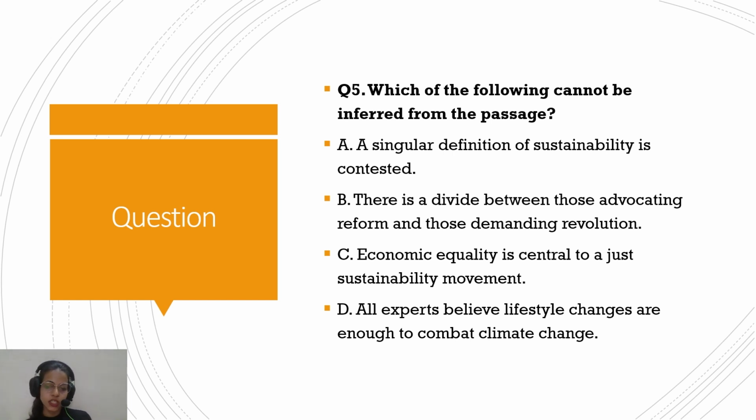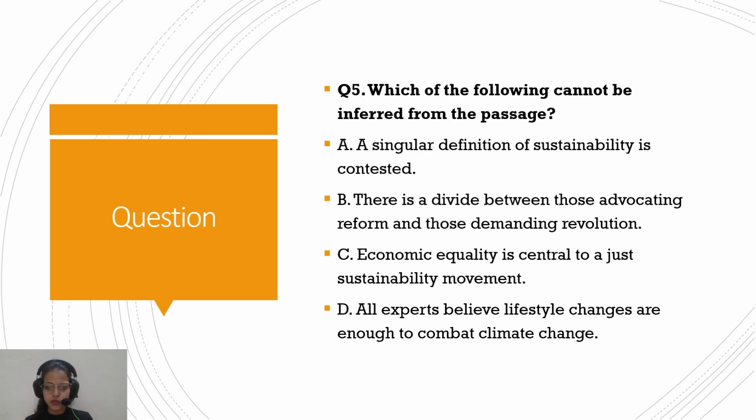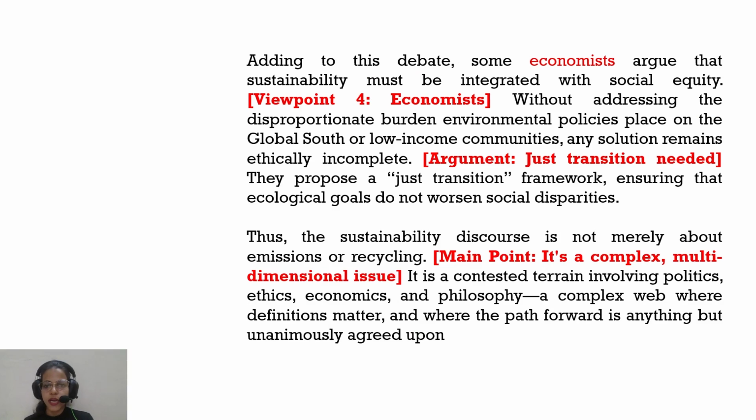Option D, all experts believe lifestyle changes are enough to combat climate change. This is wrong. We cannot infer this because all experts have different opinions. All opinions are in absolutely different directions. Only one category of experts believes that lifestyle changes can help. Those are the pragmatist ones. Other experts have very different views. So option D. So this was our practice passage one.